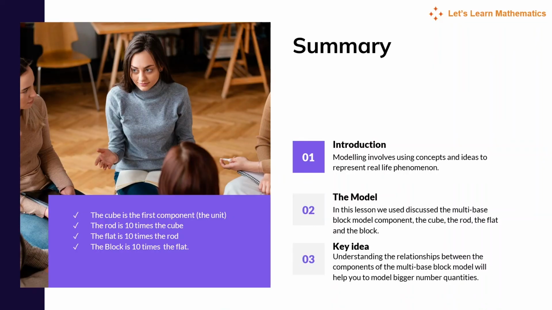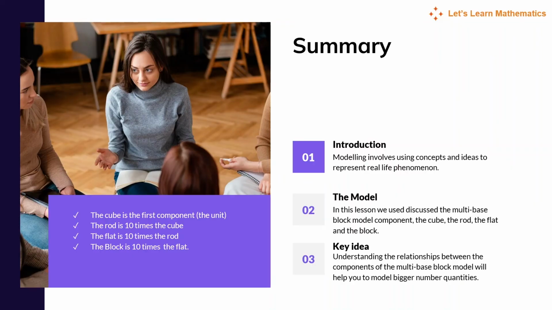So if we have a cube, then it means the value of a cube multiplied by 10 will give us one rod. And if I know the value of a rod and I want the value of a flat, I have to also multiply it by 10. And the flat can also be equal to 100 times the value of a cube. And finally, when we have a block, the block is 10 times the value of a flat, or 100 times the value of a rod, or 1000 times the value of a cube.